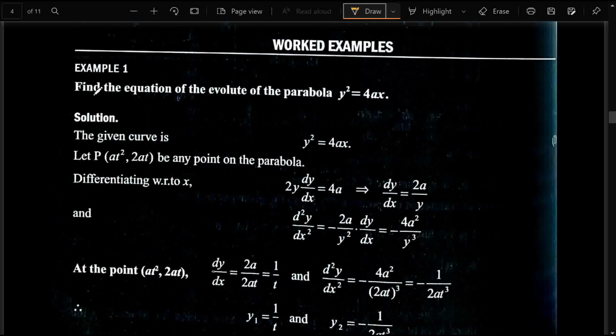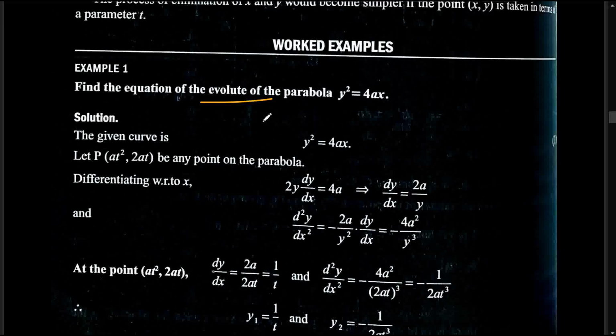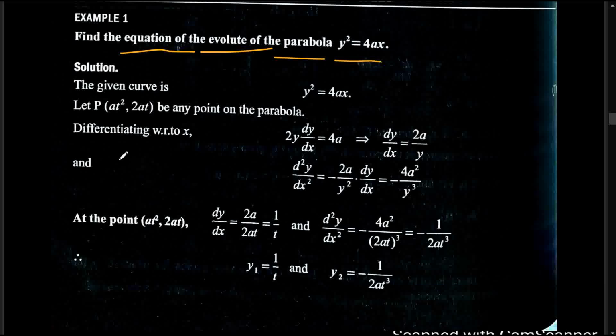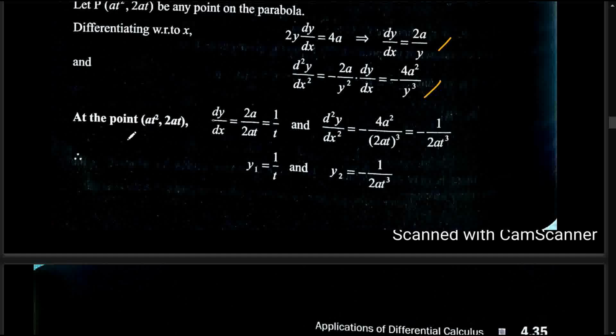So let's come to example one. First question: find the equation of the evolute. Here we have to find the evolute points and then combine them into an equation. Let us see how to do it. Find the equation of the evolute of a parabola. This is the given parabola equation. Differentiating with respect to x, you get y1, and the second time you get y2.